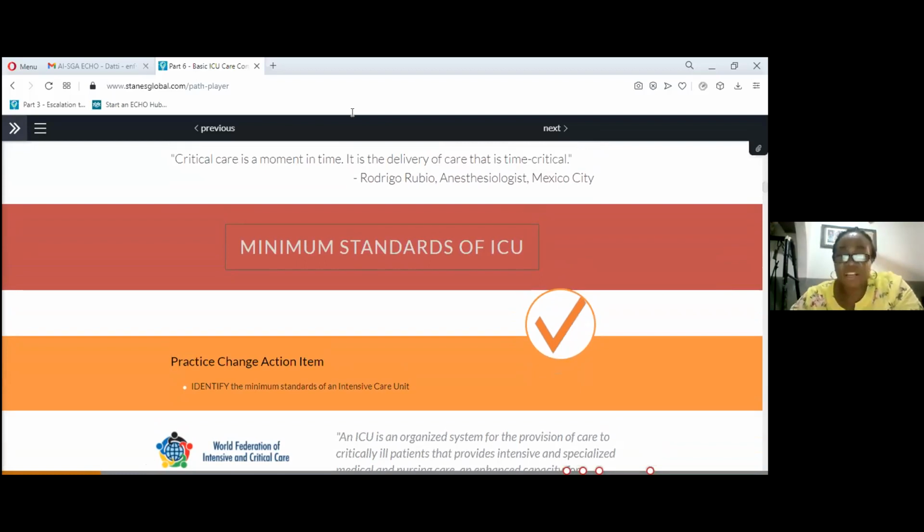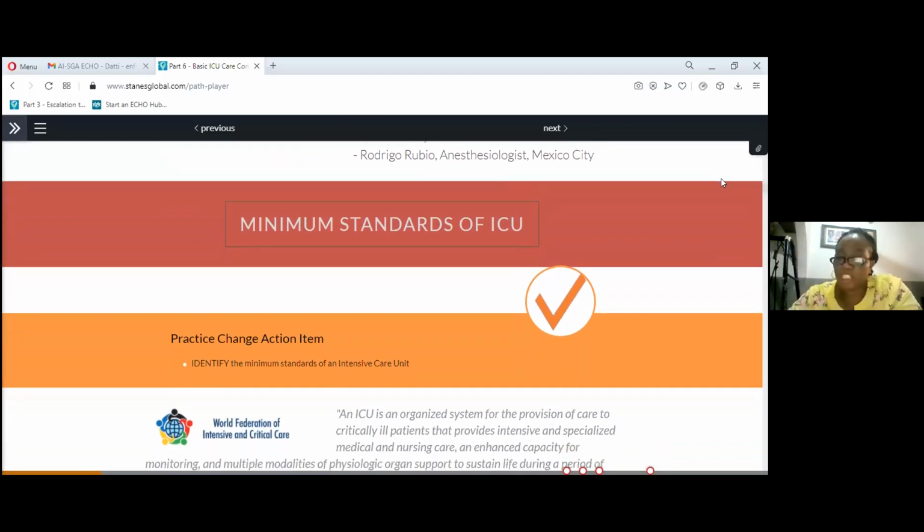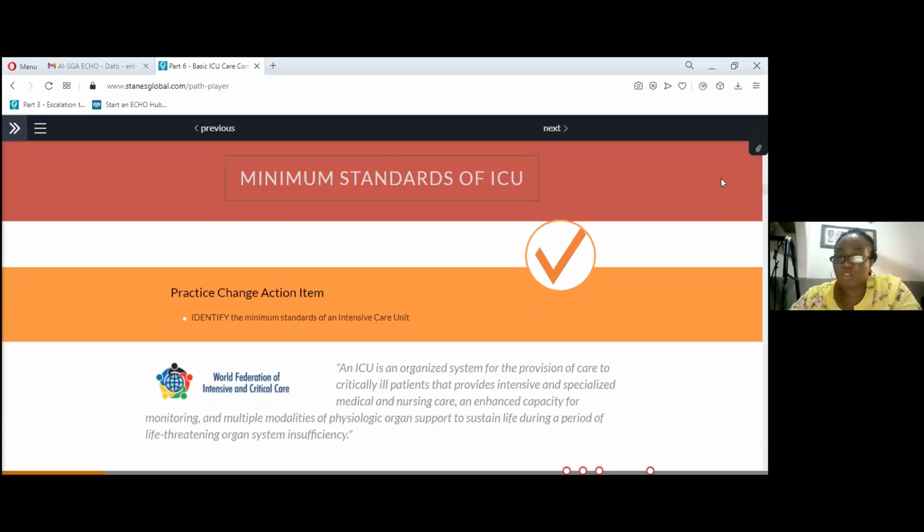So critical care is more, so we have an ICU. Every teaching hospital and secondary care hospital should have one. The objective of this segment is to identify the minimum standards of an intensive care unit. This is because some of us here may be called upon to start up an ICU.